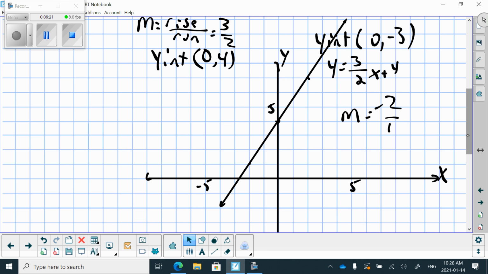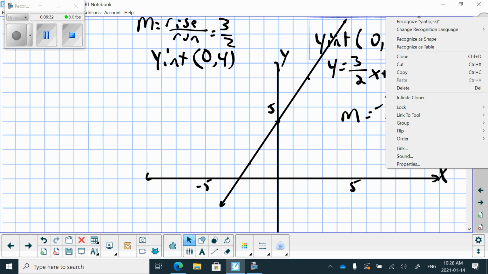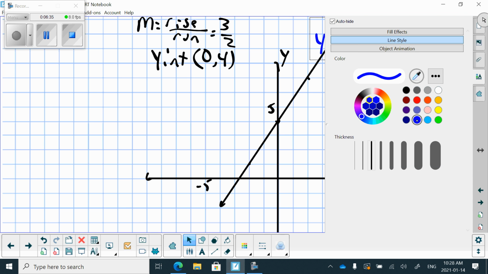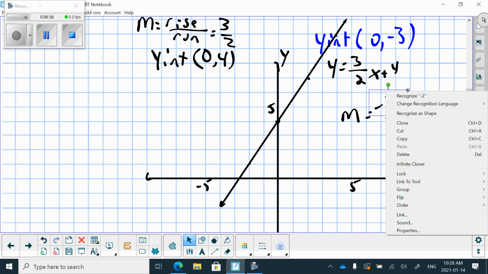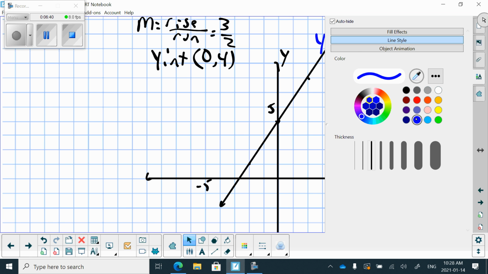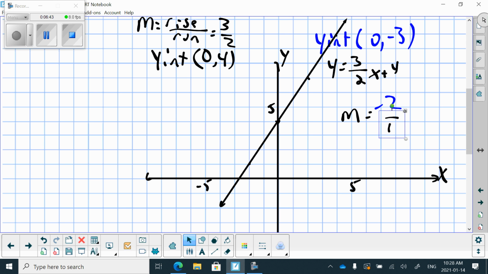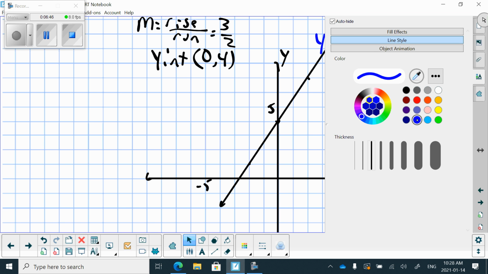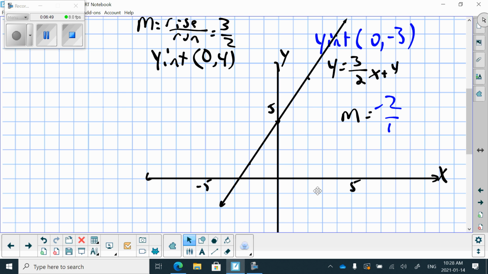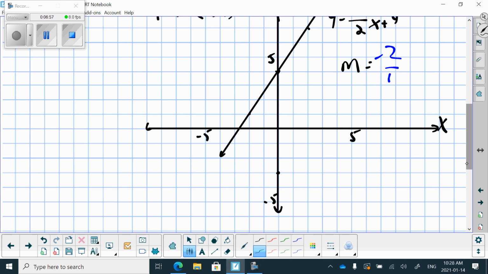So for this one, where do we start in our next graph? (0, -3). Yes. And then we do what? Follow the algebra, which is what? Negative 2 over 1. Which means we do what? Go down 2 and over 1.